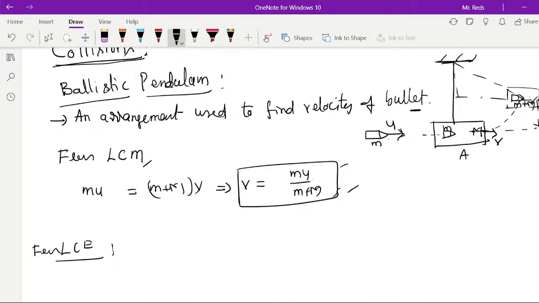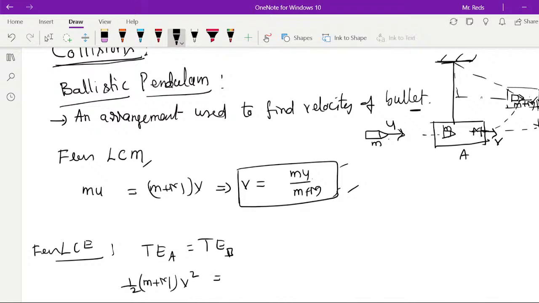Total energy of the system at point A is equal to the total energy of the system after rising to this height. The total energy at A is kinetic energy, and if you take this as the reference level, height will be 0 and potential energy is 0. So total energy at A is equal to total energy at B. Total energy is kinetic energy, half into total mass m plus M into the common velocity v squared.